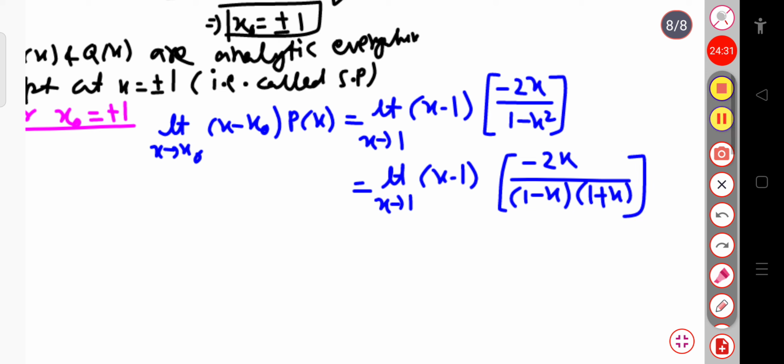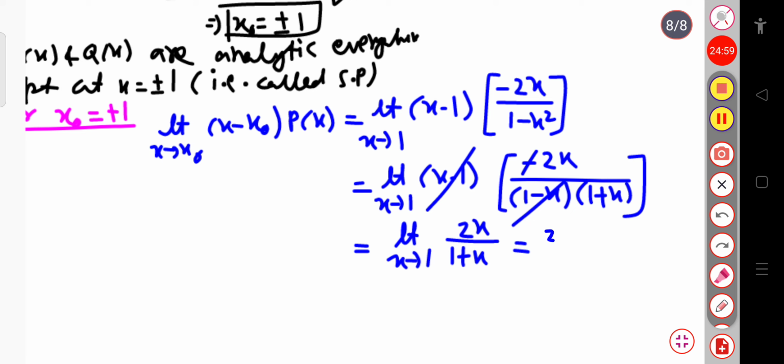Now if we take common minus 1 from this term, then this will be x minus 1. So this x minus 1 gets cancelled, and this minus term gets cancelled. So simply I can write this is equal to limit x tends to 1, this is 2x divided by 1 plus x. Now you can put the value of x, that is 1, that is 1 into 2, that will be 2, divided by 1 plus 1, that is 2. So that will be 2 by 2, that is equal to 1. Okay, so this is your finite value.